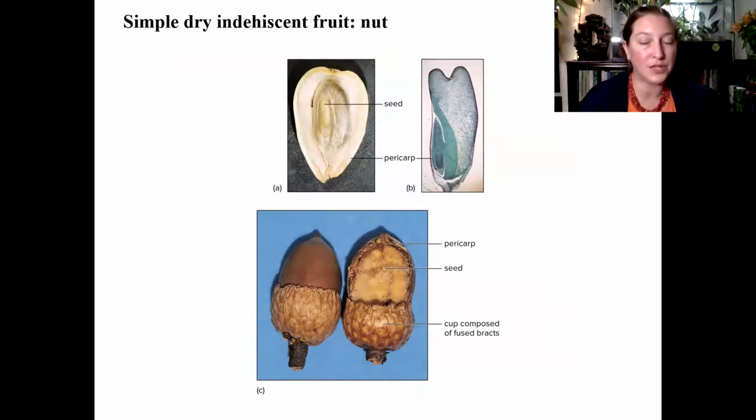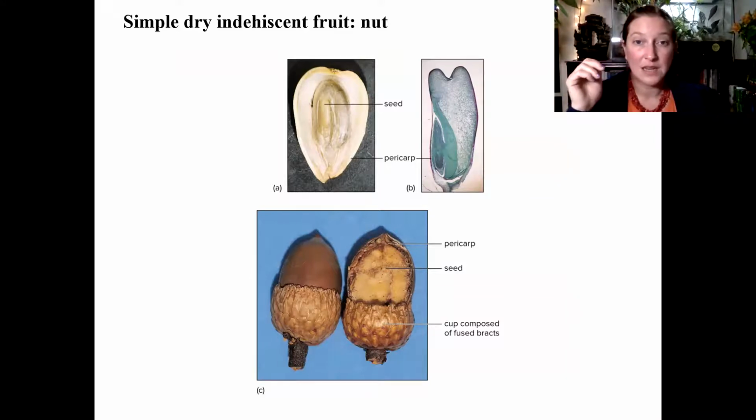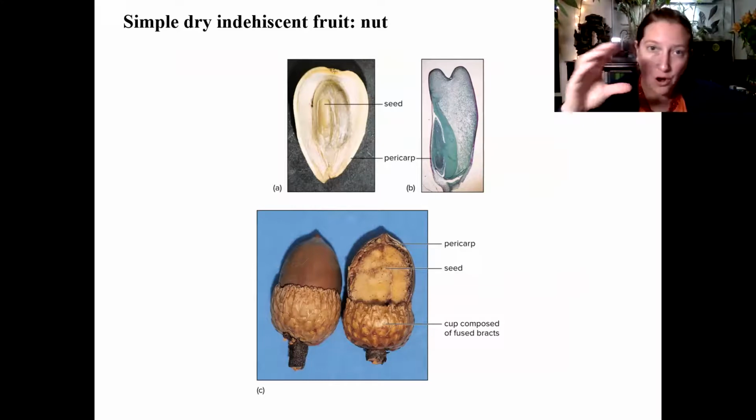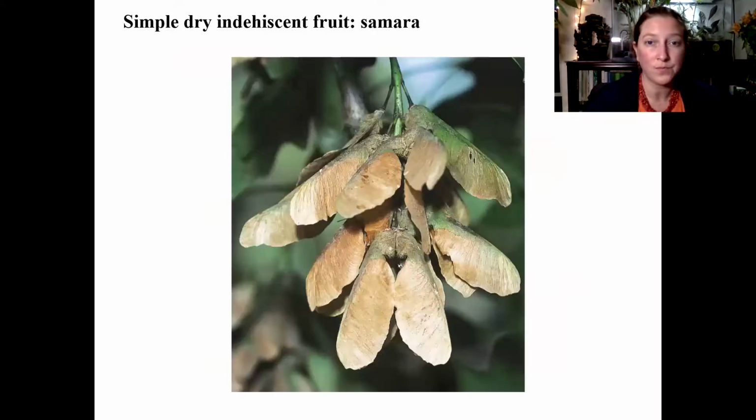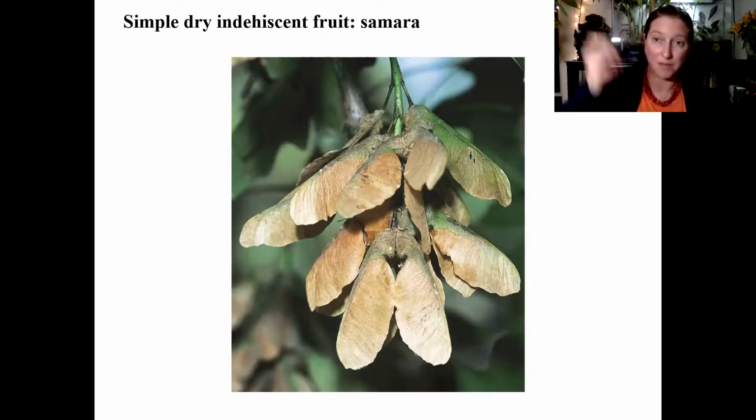So these are dry fruits that don't split. One example is nuts, right? So maybe you've seen acorns before, right? An acorn is a type of nut and it doesn't ever split open. It just stays a hard little acorn. Samara is another dry indehiscent fruit. Samara is a type of fruit you'll see on maples. If you grew up in the New Jersey, New York area, you probably played with these as a kid, by throwing them up in the air because they make little helicopter things.